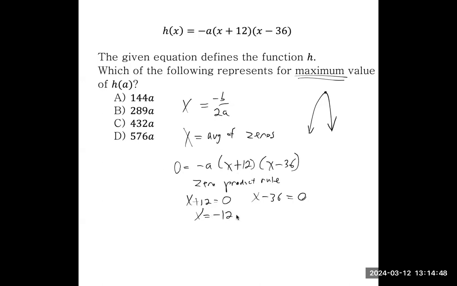Here you'd get negative 12, here you'd get 36, and the average of the zeros is going to be the minus 12 plus the 36 all over 2. So add them up and divide by 2, 24 over 2, which is 12. So if we were asked for the x value of the vertex, it's 12.